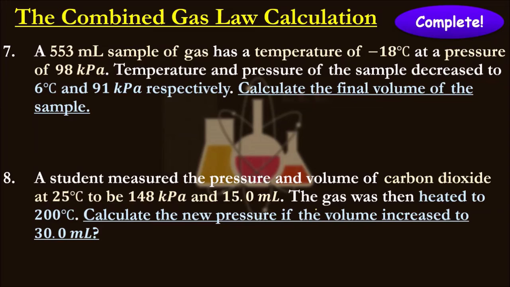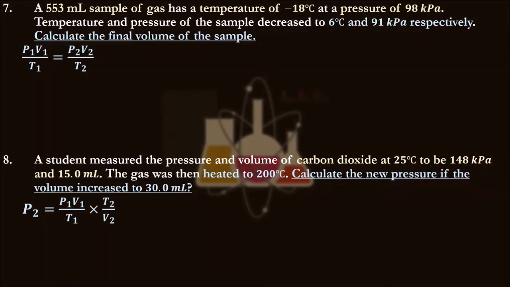Okay, so we need to try and work out what the final volume of our sample is for question 7. And in question 8, we need to find the new pressure if the volume has been increased. So using the formulas we just discussed, which is the one over here, we substitute the numbers in first.